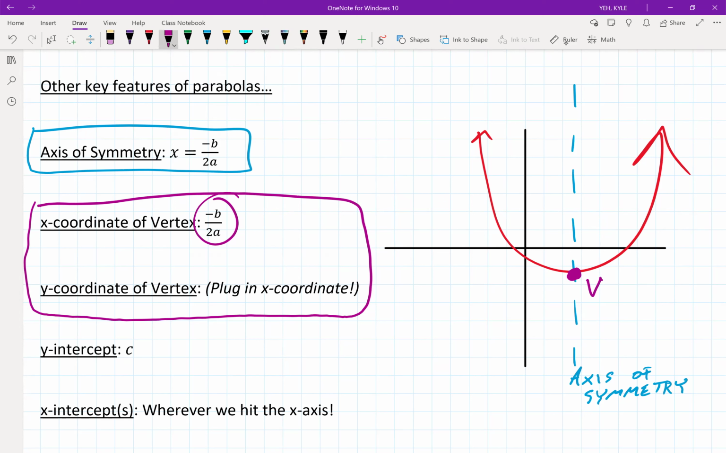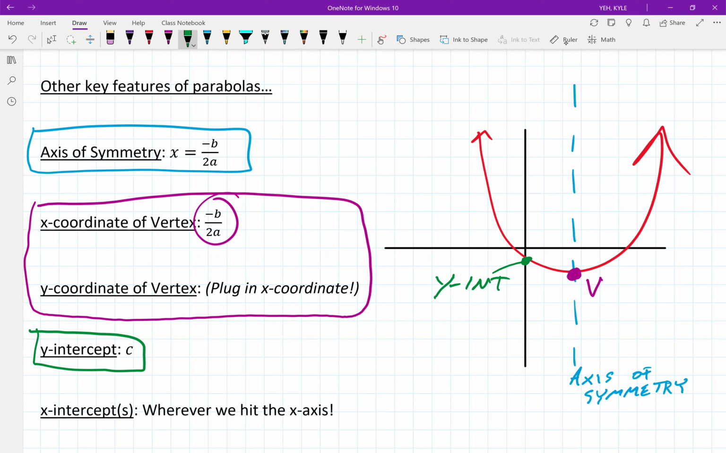So this is the vertex. We can find the x-coordinate with negative b over 2a. We can find the y-coordinate by plugging in the x-coordinate. We also have x and y intercepts. Now, the y-intercept happens to be the c value from the equation, just the numerical part. And I'm going to mark the y-intercept just to remind you on the graph. This is my y-intercept. This y-intercept is where our graph crosses the y-axis. Wherever it hits the y-axis, that's the y-intercept.